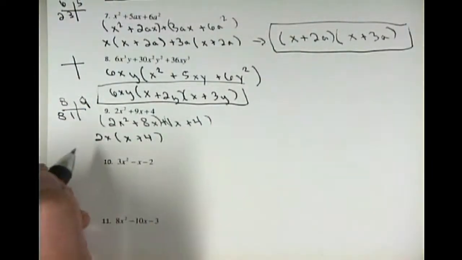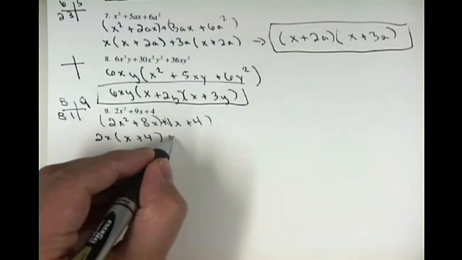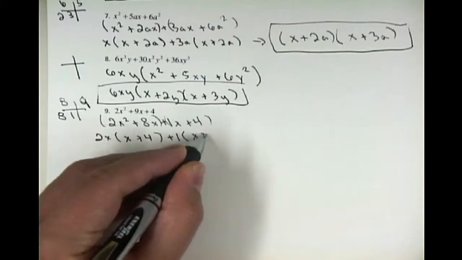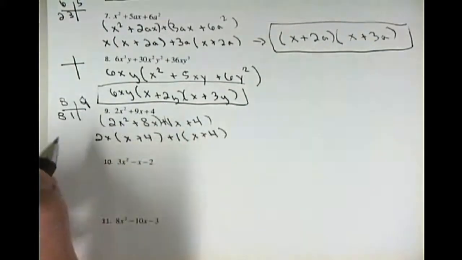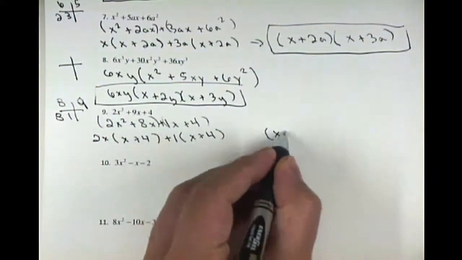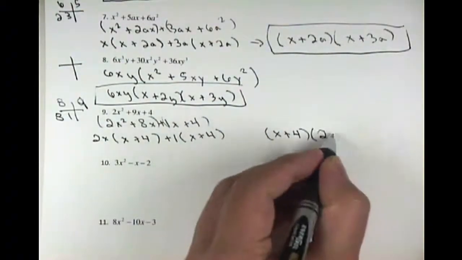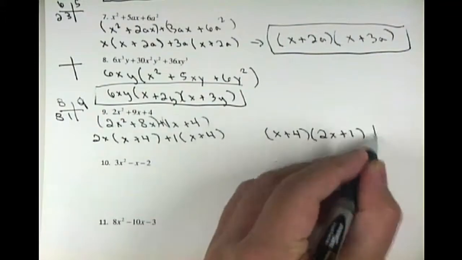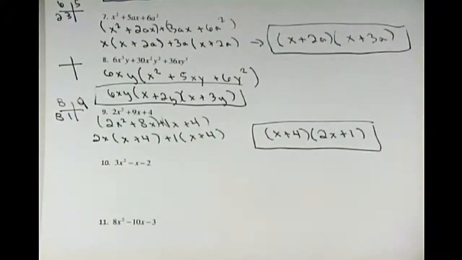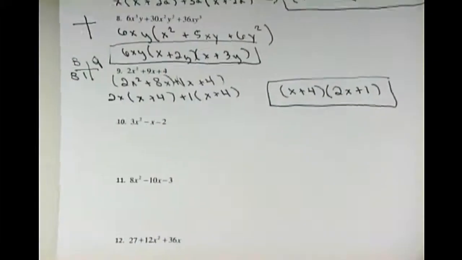From here, it doesn't look like there can be anything that is taken out, so take out a positive 1. You have an x plus 4 left. Insides are the same. Drop them down and write them one time. Connect your outside pieces. So you get 2x plus 1 times x plus 4. Hooray, hooray.